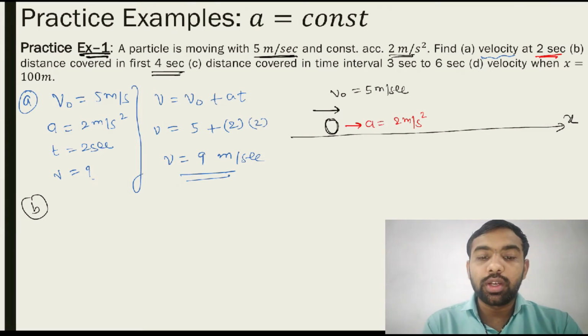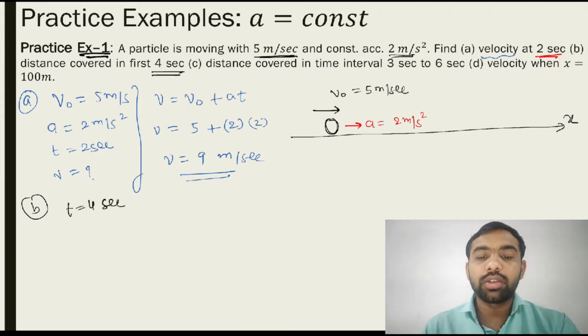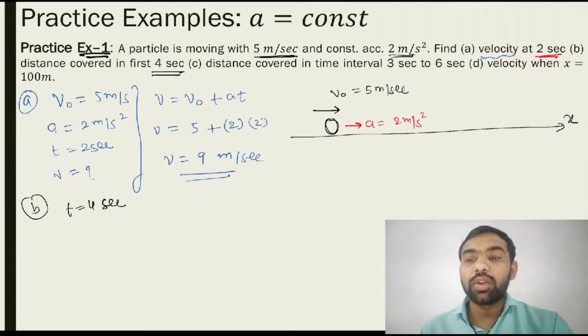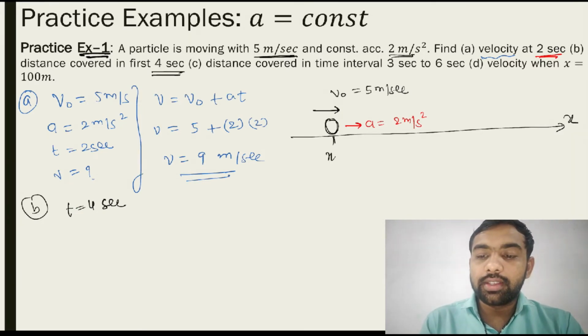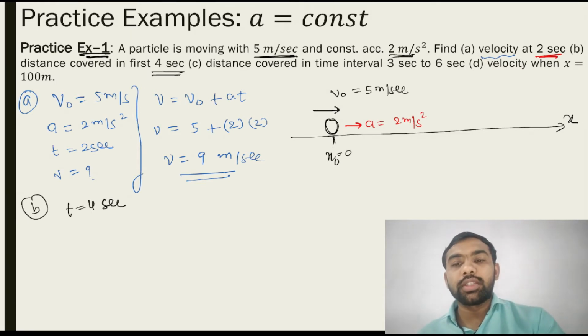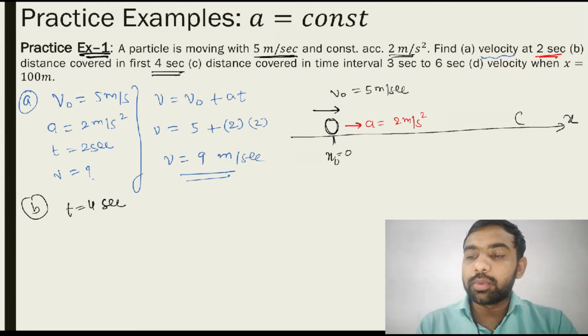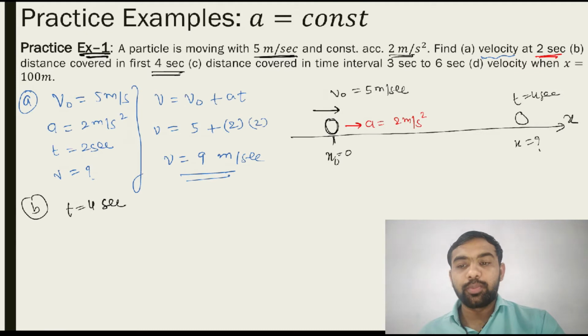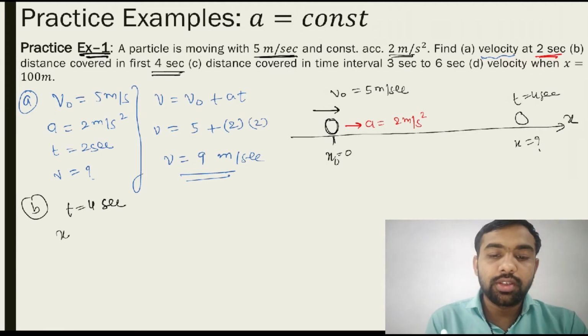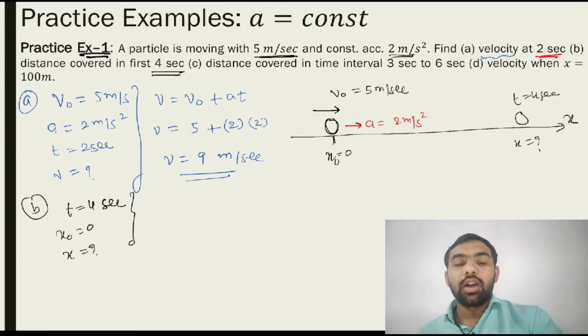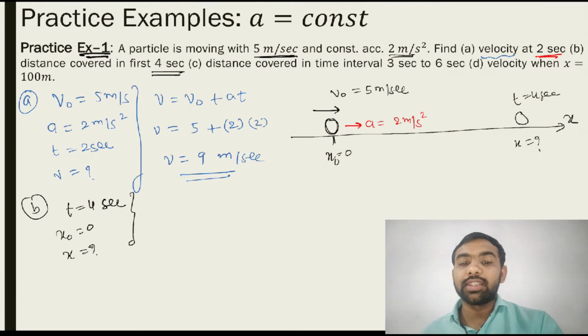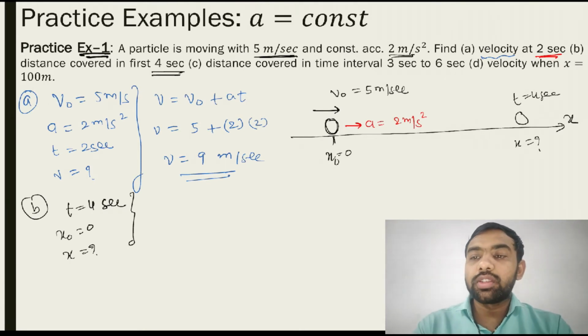The above data is as it is, only the time is changed. So t is equal to 4 seconds. Let's consider x0 is equal to 0, meaning the object is set at 0. Now at 4 seconds, suppose the object is somewhere here. So x0 is equal to 0 and x is what we are finding out. So remember another equation in which x0, x, v0, a, t, this type of data are present. We use this formula directly.